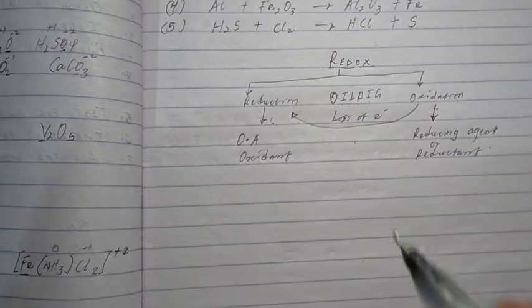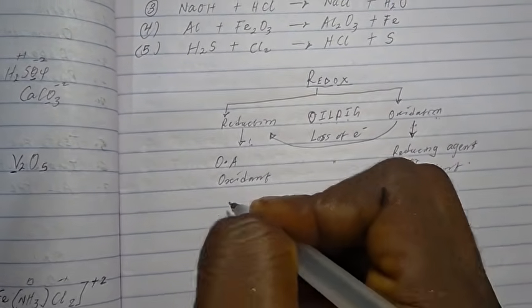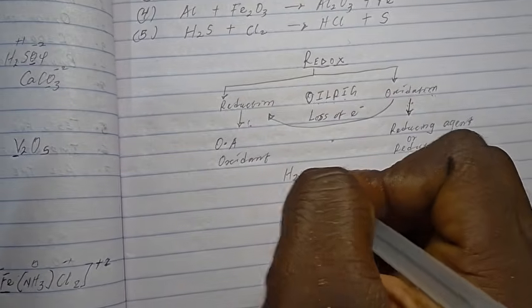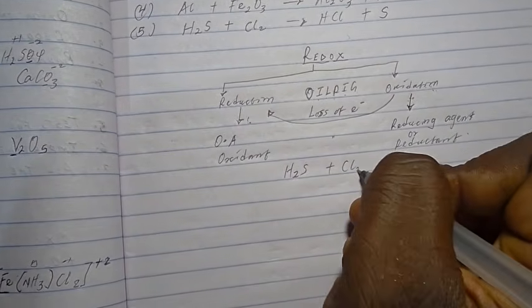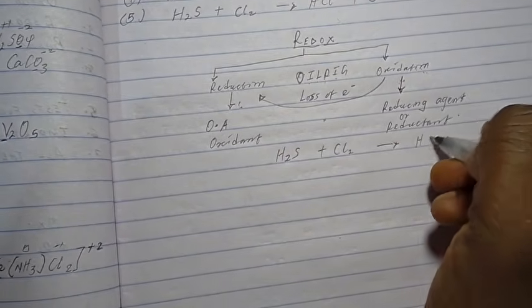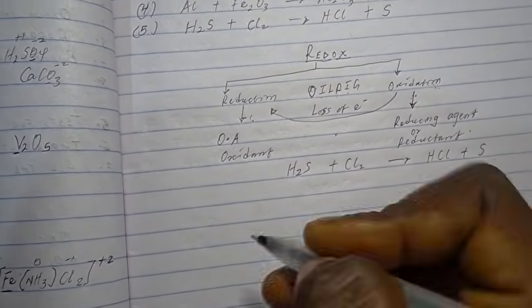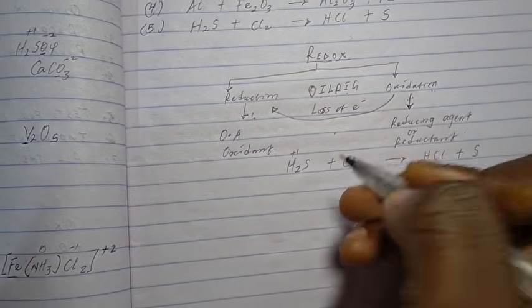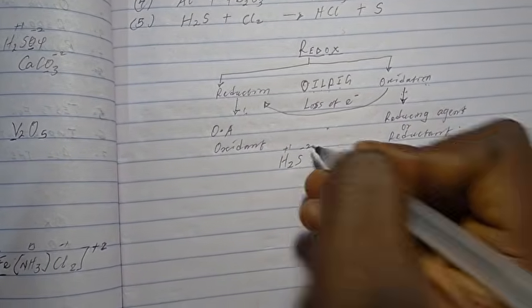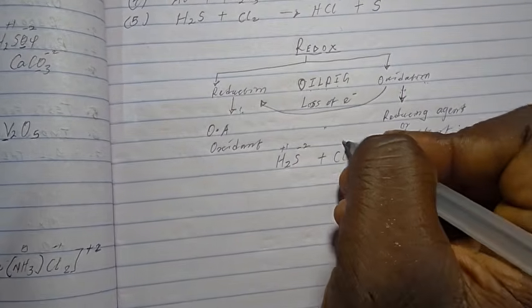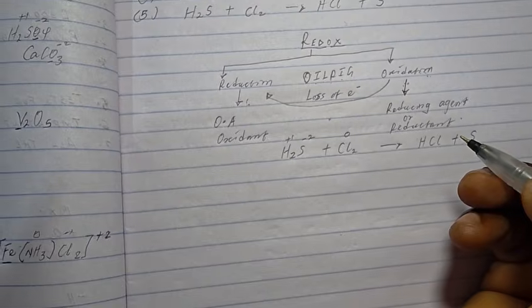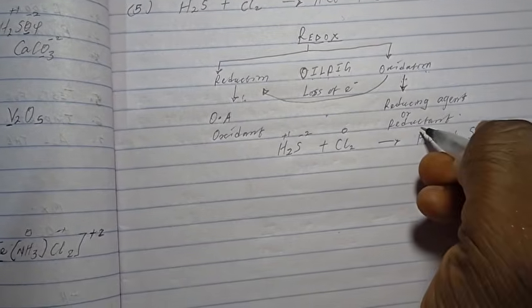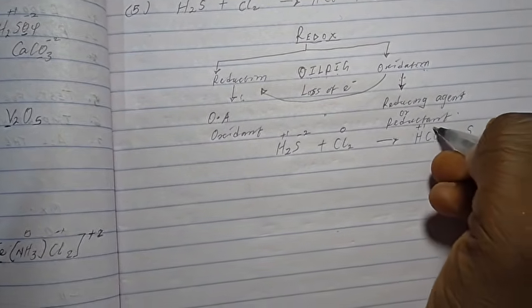And what does that mean? If I have H2S plus Cl2 to give me HCl plus S. In this equation now, like I told you, what is the oxidation state of hydrogen? That's +1. Sulfur here is -2. Then chlorine here is 0. We have done that in the previous classes. You should know how I'm determining that. Hydrogen here is +1. Chlorine here is -1. Sulfur here is 0.